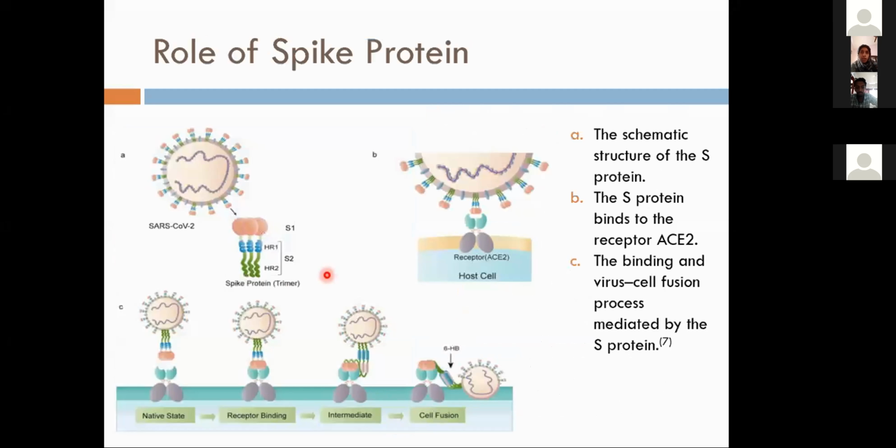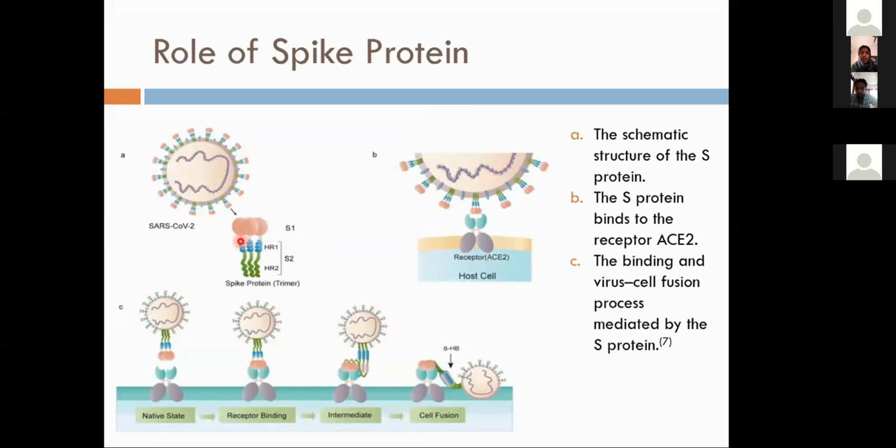Role of spike protein. Obviously, structural proteins will have a definite role in the functioning of a virus. What is spike protein? Spike protein is a large transmembrane and glycosylated protein. It has two domains, S1 and S2, and it is a trimer.